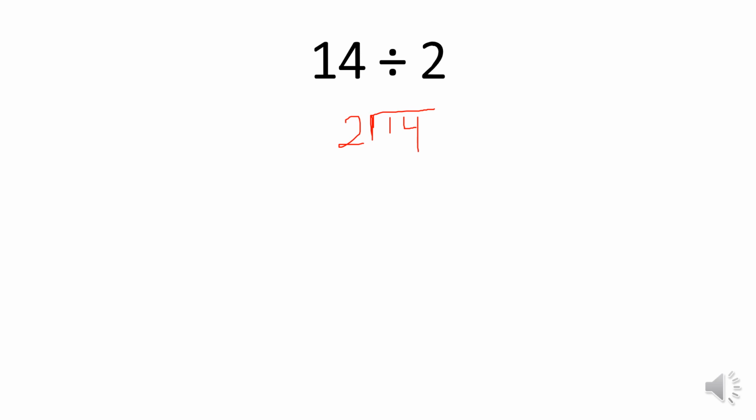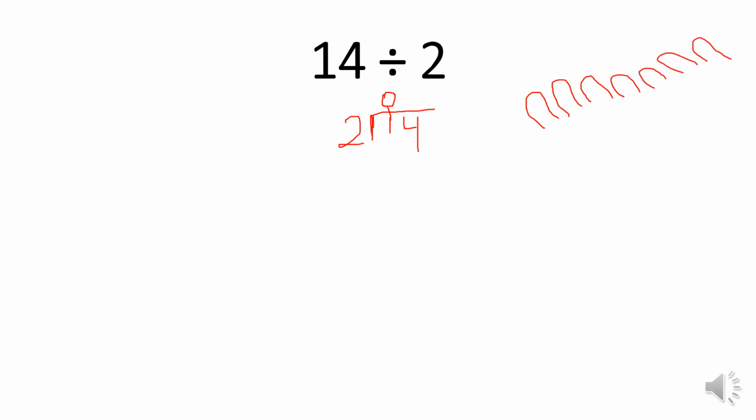Alright, so 2 into 1 is 0. The next thing I'm going to say is now 2 into the both numbers. I'm going to say 2 into 14. How many times could 2 go into 14? I can count in 2's until I get to 14 using my fingers. 2, 4, 6, 8, 10, 12, 14.